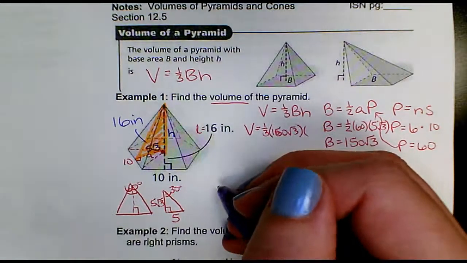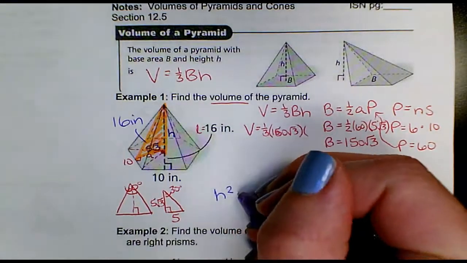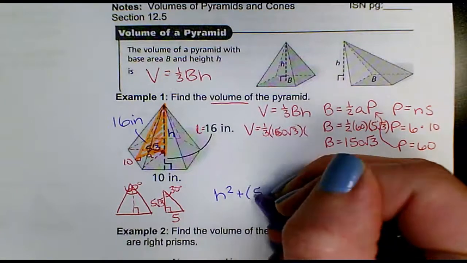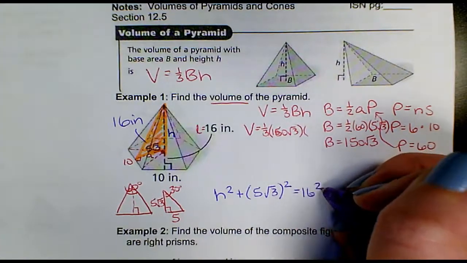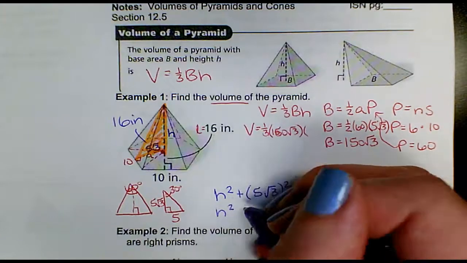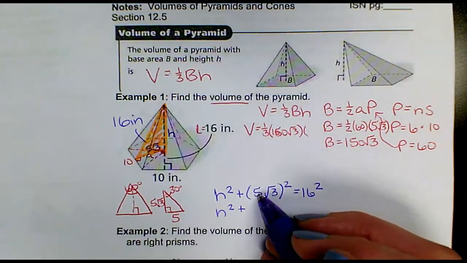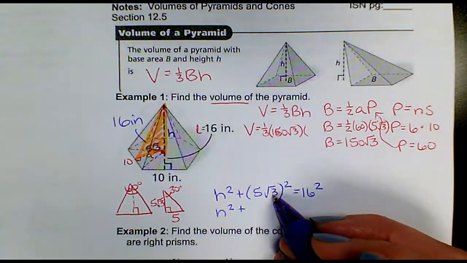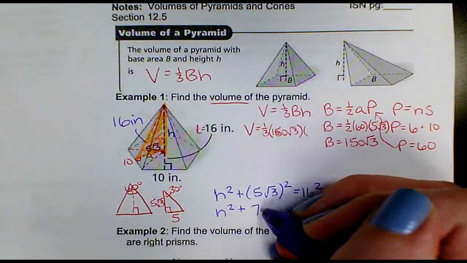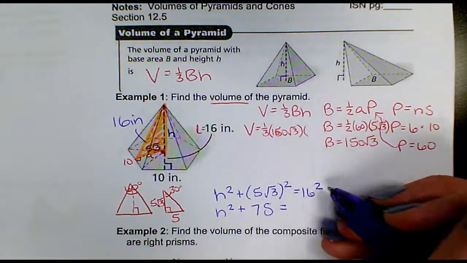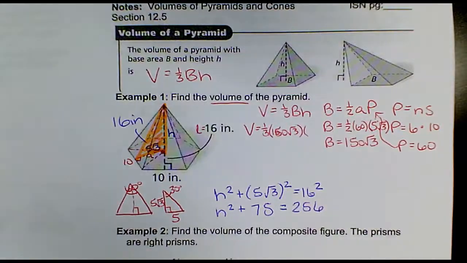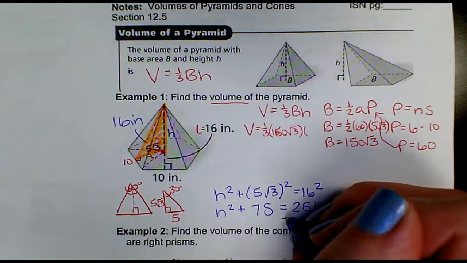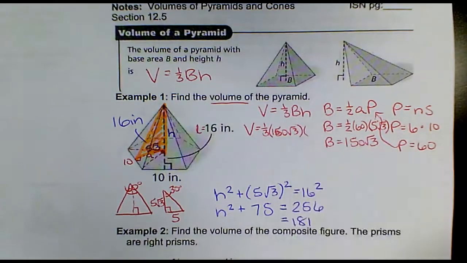So we have h squared, a leg, plus 5 square roots of 3 squared, another leg, equals 16 squared, the hypotenuse. So we have h squared plus 5 squared is 25, the square root of 3 squared is 3, and 25 times 3 is 75. And 16 squared is 256. And when you subtract 75 from both sides, you end up with 181. So h squared is equal to 181.